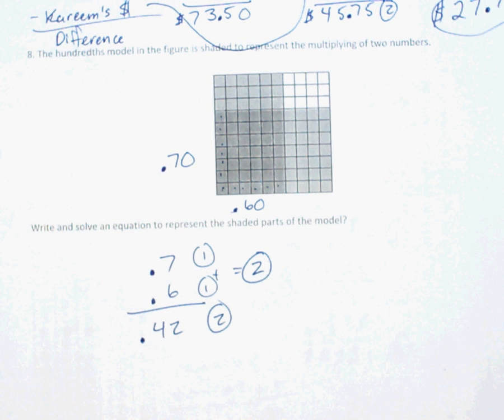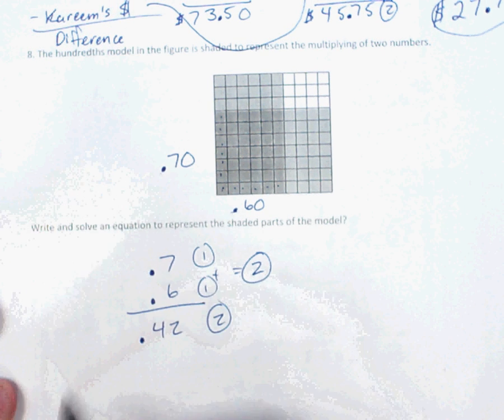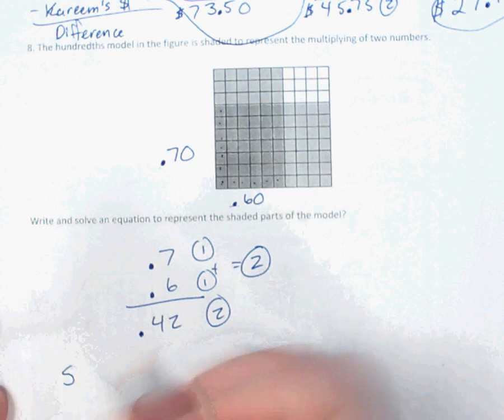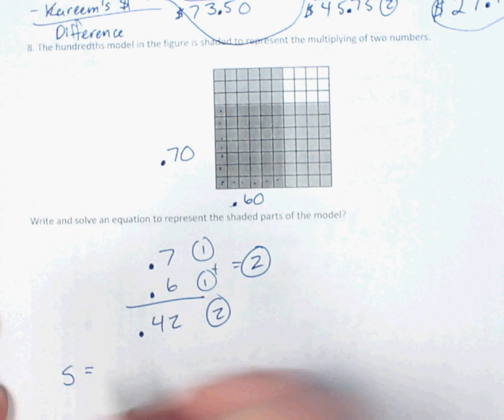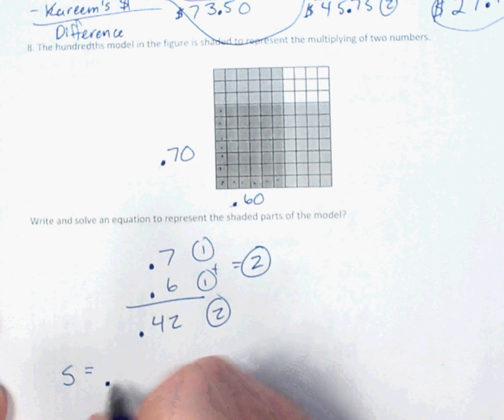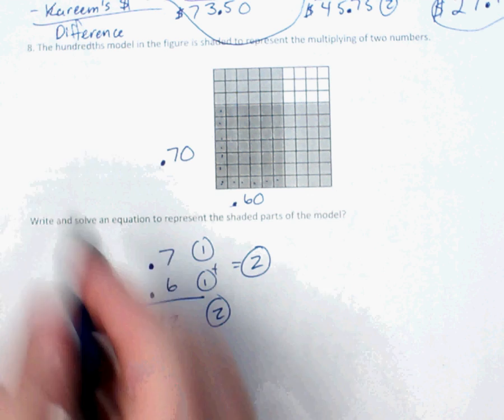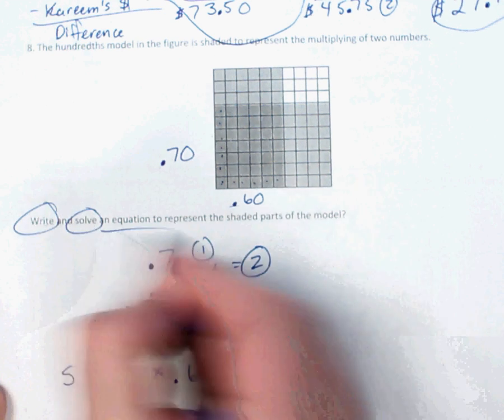Now it also tells me to write an equation for this, and so really I should have started with, we'll just call it S for shaded. Really should have said S equals 0.7 times 0.6. Kind of went out of order there, because it tells me to write and solve an equation.